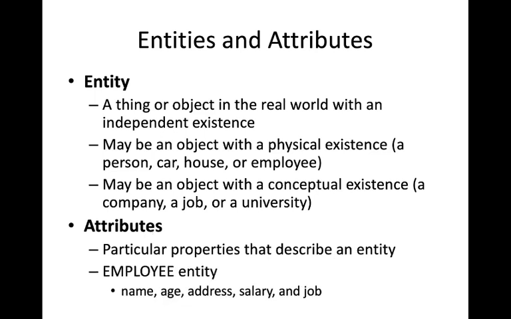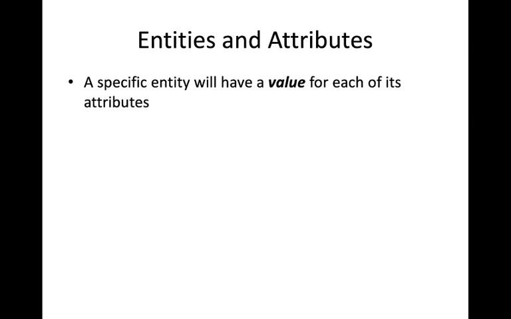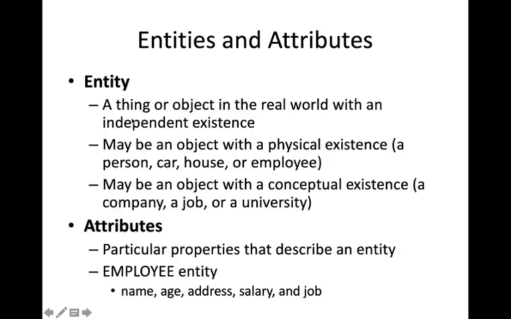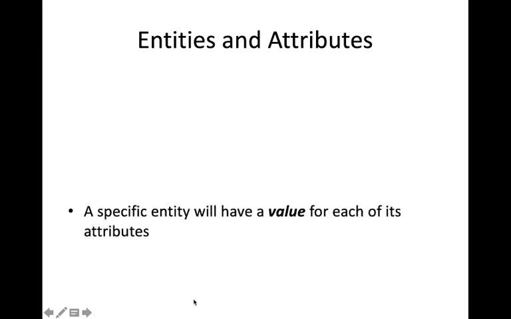So, for example, an employee entity will have name, age, address, salary, and job. All these describe a particular employee. For example, if you take John Smith, I'll show an example. Also, a specific entity will have a value for each of its attributes. If you take the employee entity, there will be several employees, like John Smith, Thomas, and so on. For each person, there will be a particular name, age, address, everything. That's what we have written.